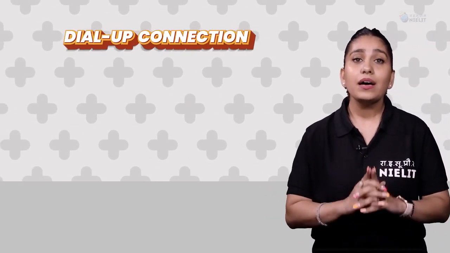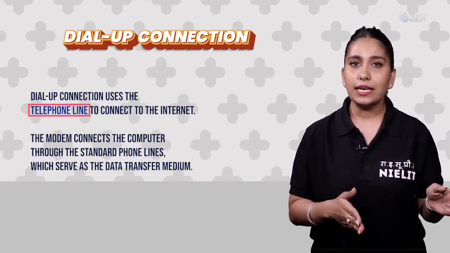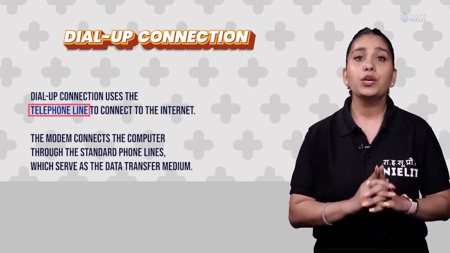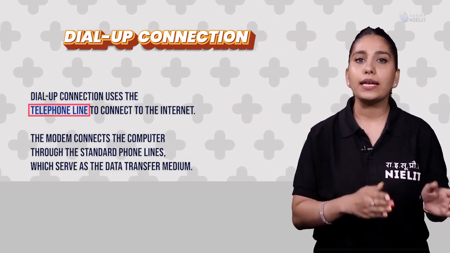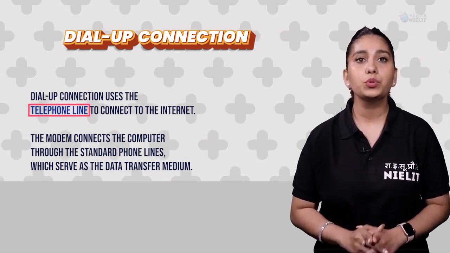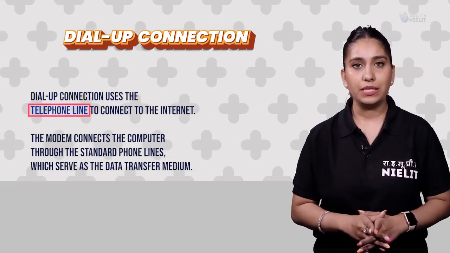So an ISP can use multiple types of connections to connect you to the internet. These include dial-up connections. A dial-up connection is a method of connecting to the internet using an existing telephone. Dial-up uses the telephone line to connect to the internet, and the modem connects the computer through the standard phone lines, which serve as the data transfer medium.